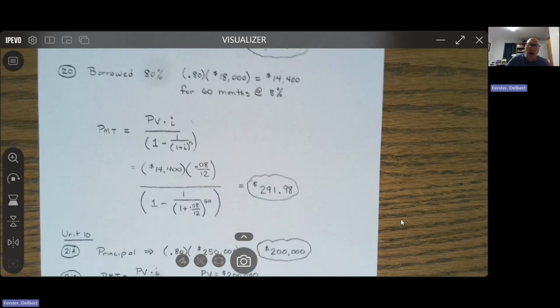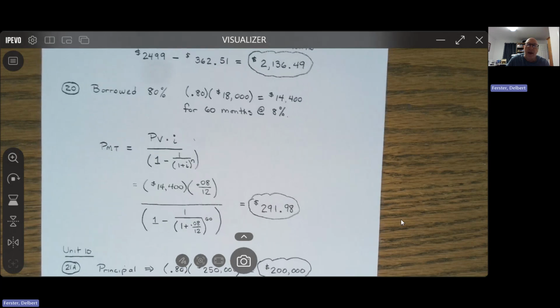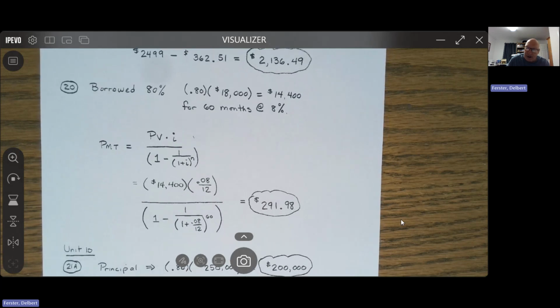And again, I know it's an ugly looking formula. There's no doubt about that. But again, please resist the urge to round until the bitter end of this. And if you do everything correctly, you should find that his monthly payment to make that car loan would turn out to be $291.98. And that, my friends, is the final solution for number 20.